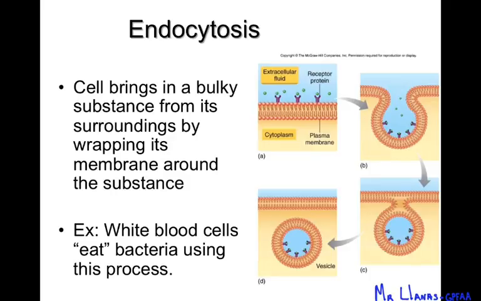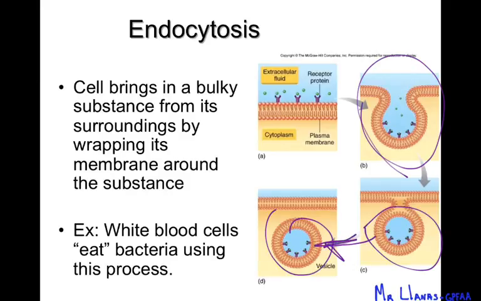Now, endocytosis is another way that things or bulky substances come into the cell, okay, endo meaning in. So endocytosis, you're bringing things in through the cell membrane. They attach to the cell membrane. Then the cell membrane actually folds and it forms a vesicle. And then that vesicle goes into the cell and brings whatever needs to come into the cell. These substances are too big for them to go through the cell membrane. So they have to get engulfed in order to come in.